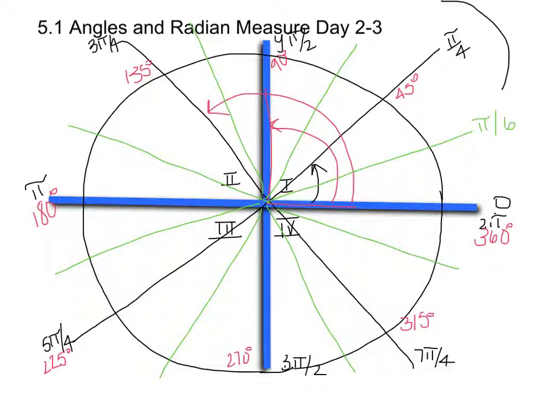1 pi over 6, 2 pi over 6. This would be 3 pi over 6, which we already have. 4 pi over 6. 5 pi over 6. 6 pi over 6 we already have. 7 pi over 6.